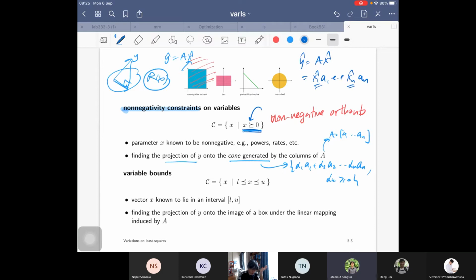So we can interpret your y hat as a linear combination of all columns, but those linear combinations are given by non-negative weights. So geometrically, it's represented by a cone. In the second example, your variable x is contained in an interval.